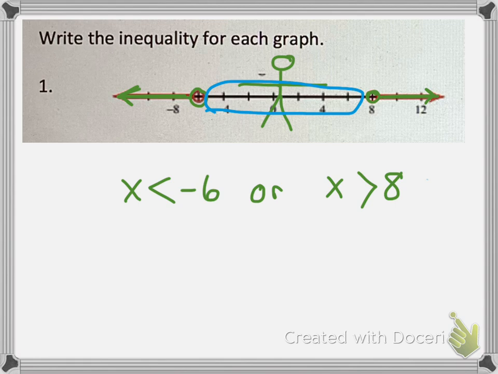Okay, so from negative 6 to positive 8, I cannot use any of those numbers in an or statement. I could use negative 8 because negative 8 is less than negative 6. Or I could use 12 because 12 is greater than 8.